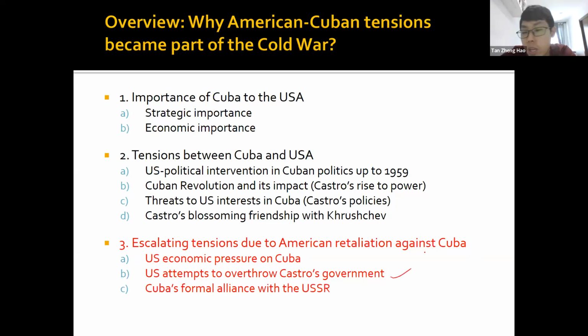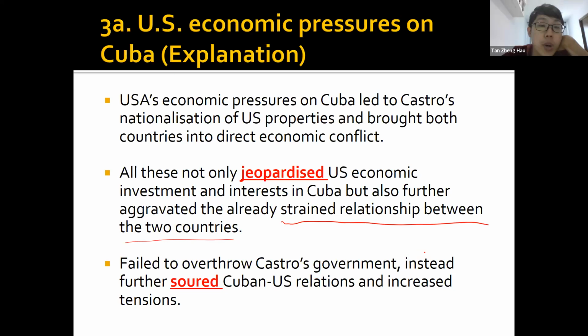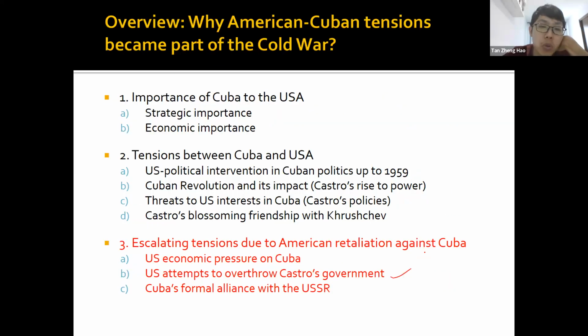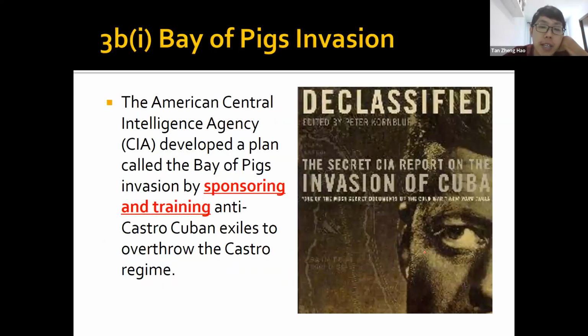The US wanted to get rid of Castro directly. They say, if I cannot pressure you using money, using trade, I will try and get rid of you directly. So there's this very infamous Bay of Pigs invasion. Bay of Pigs is basically a place in Cuba. They wanted to send in something like special forces to try and get rid of Castro.